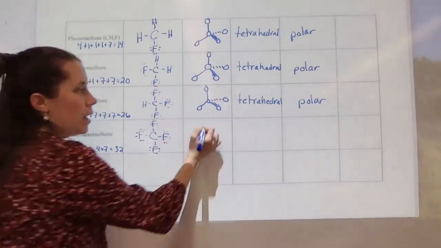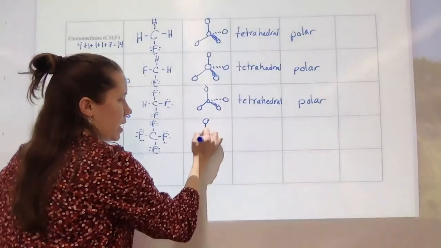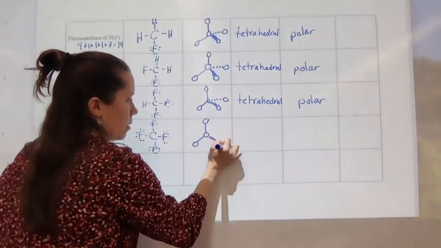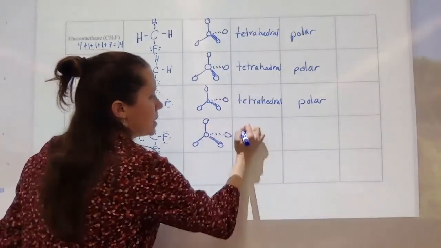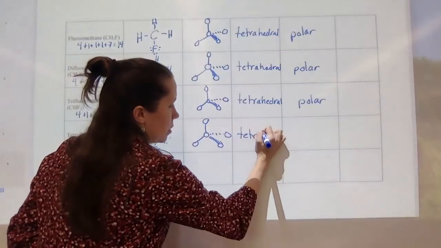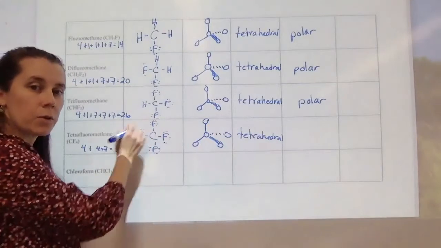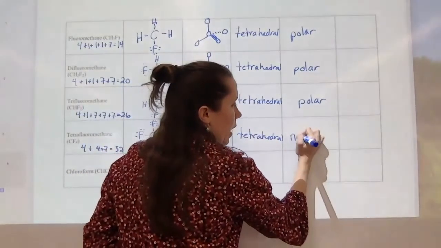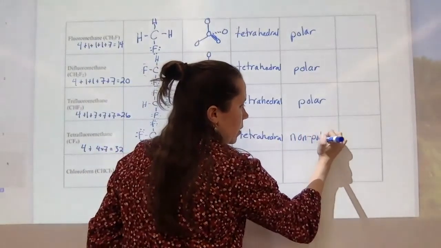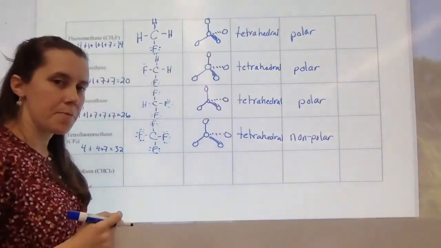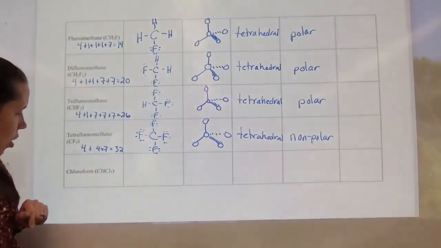Okay. The shape is the same. Still tetrahedral. Now that everything around the carbon is a fluorine, it's going to be back to nonpolar again. Okay. And then last but not least, chloroform.